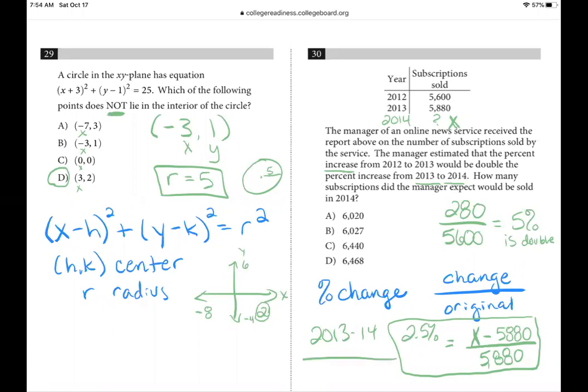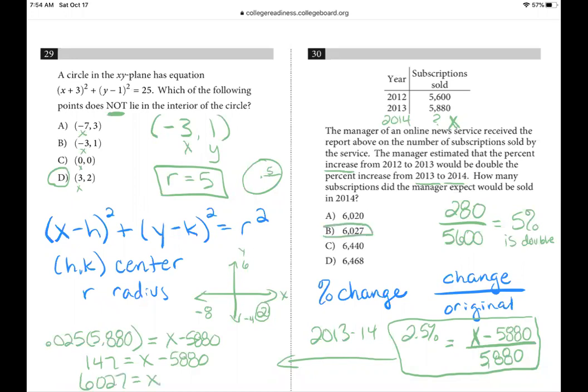I'm just going to make myself some room over here. So I have 0.025 times my 5,880 to undo the division with multiplication. And then I have X minus 5,880. So if I simplify just a bit there, I would have 147 equals X minus 5,880. And when I add the 5,880, I will get 6,027, which is answer choice B for that one.